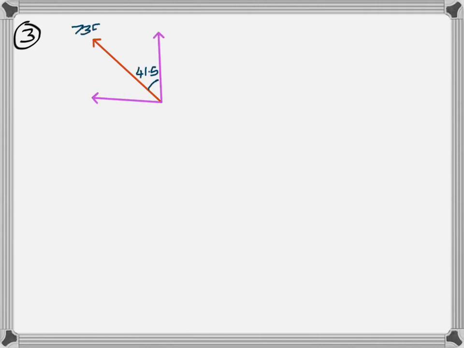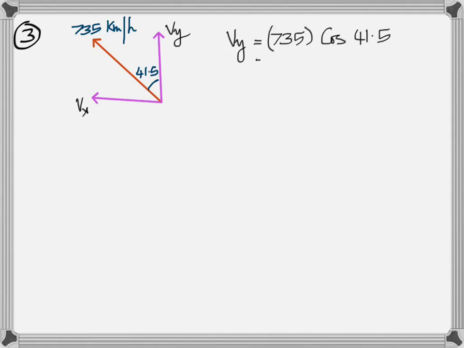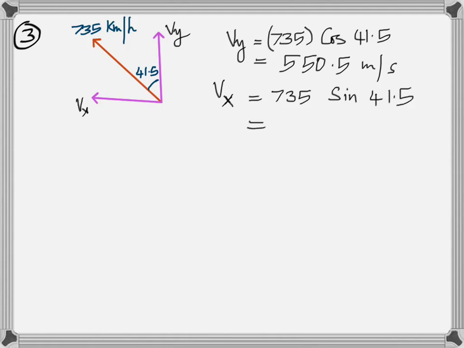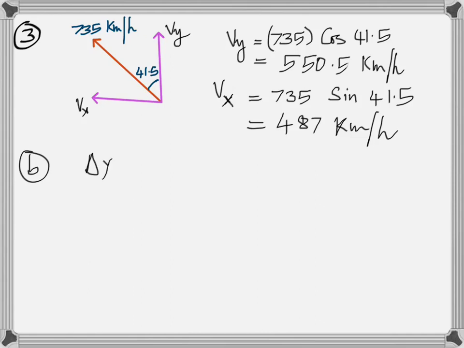Question 3. It's flying at 735 km per hour, 41.5 degrees west of north. So break it up into its components. Vy is 735 cos 41.5, Vx is 735 sine 41.5. The unit is kilometer per hour for both.